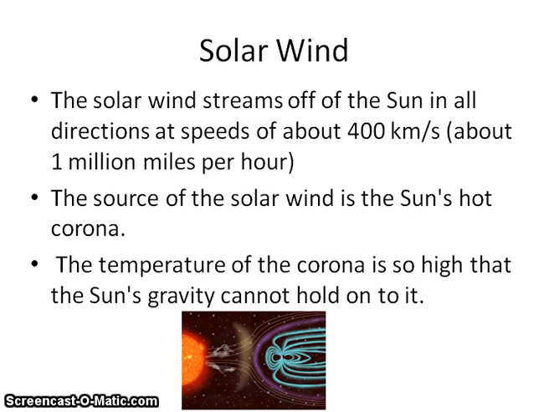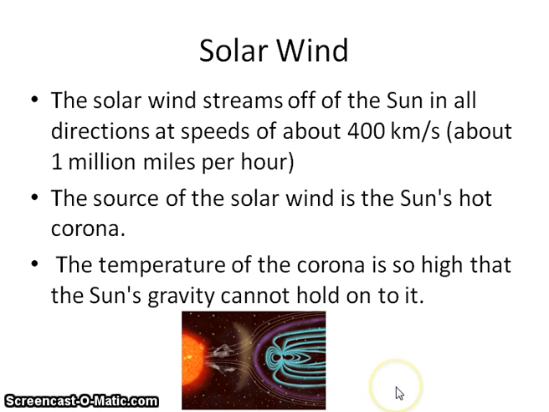Last thing we want to talk about is the solar wind. The solar wind streams off of the sun in all directions, and it can go at speeds of 400 kilometers per second, which is about 1 million miles per hour. So it's super fast. The source of the solar wind is the sun's hot corona. Remember, that's that outer piece of the sun, that gaseous layer, which in this picture would be this outside section right here. The temperature of the corona is so high that the sun's gravity cannot hold on to it, and it is released in the solar wind.